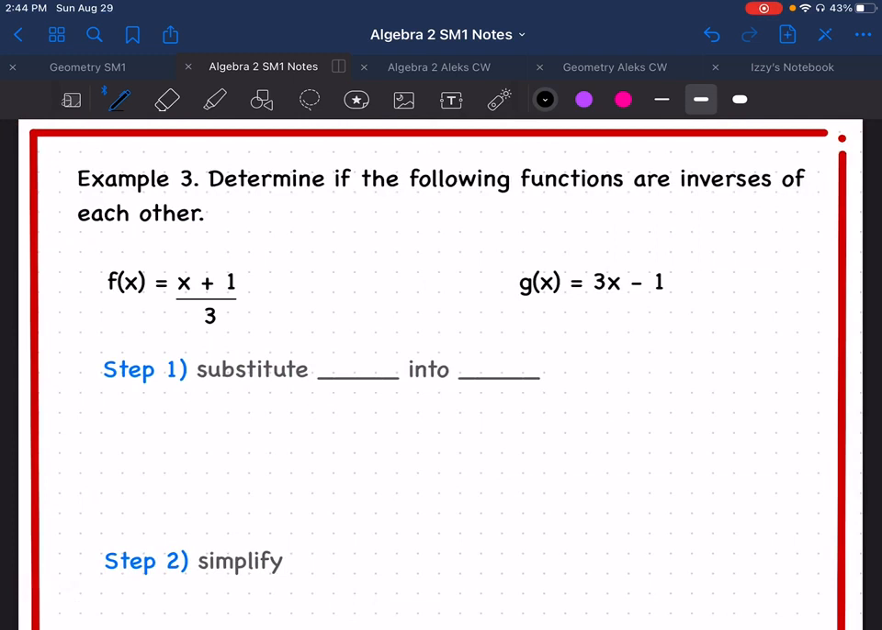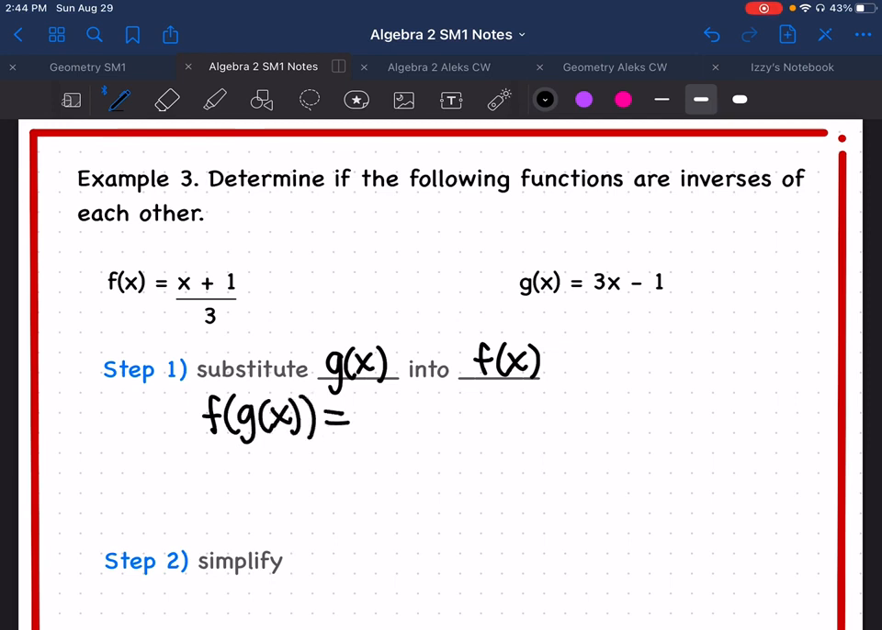Determine if the following functions are inverses of each other. Here is my f of x. Pretty scary looking. It has a division, kind of a fraction, if you would. And then g of x is simply just 3x minus 1. It is my call. I'm going to decide how I want to substitute. I'm thinking if I substitute g of x into f of x, that's going to be easier. So I'm going to do f of g of x.